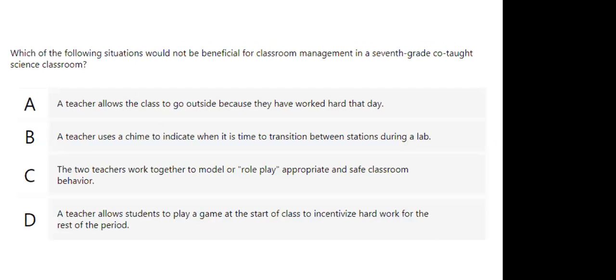Which of the following situations would not be beneficial for classroom management in a 7th grade co-teacher science classroom environment? Which one would not be beneficial for classroom management? Now remember, 7th grade is one of the most difficult grades to teach any type of content.